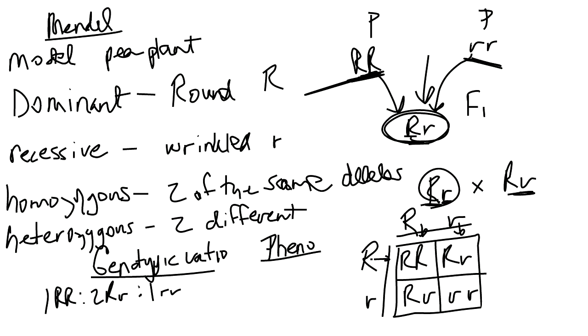So phenotypically, it's 3 to 1. So 3 round, you usually will report the dominant phenotype first. So the dominant phenotype is round, so 3 to 1. Or 3 out of 4 would be round and 1/4 would be wrinkled, or 75% to 25%. Again, they all mean the same thing, right? Whether you use percentage, fractions, or ratio.